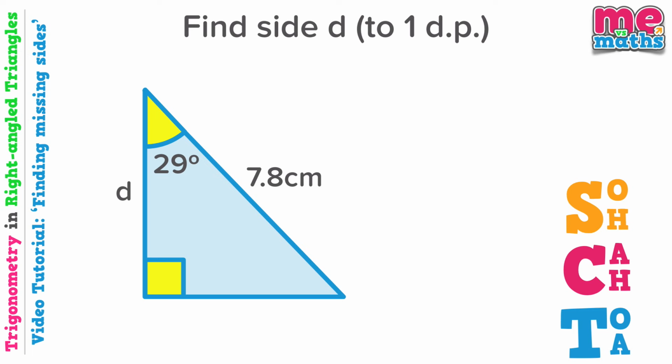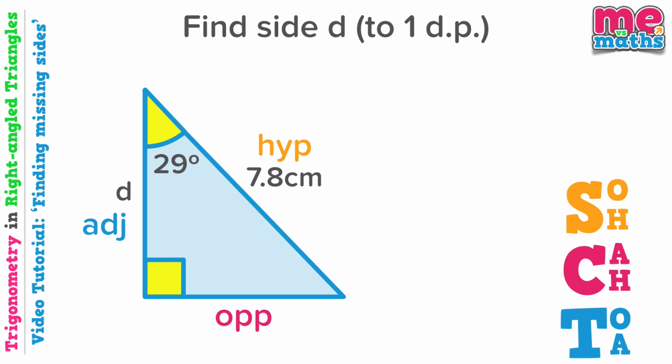Step 1 is to label our sides. I'm not going to spend ages on this as we have a whole tutorial dedicated to this part. The hypotenuse is opposite the right angle, the opposite is opposite the active angle in our question, which is the 29 degrees, and the adjacent is the one left over.